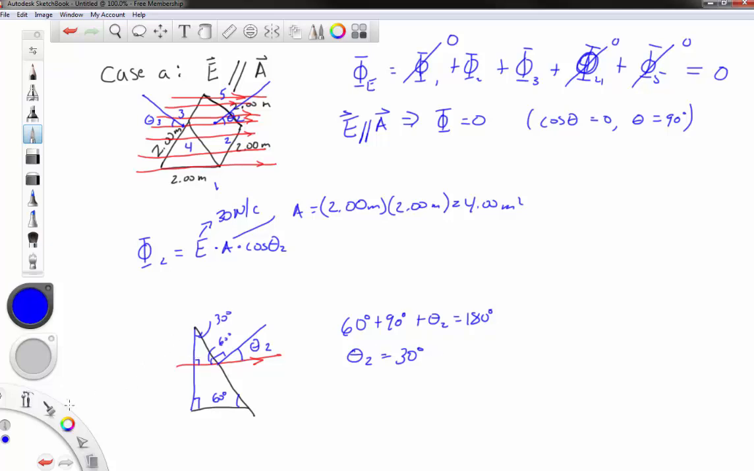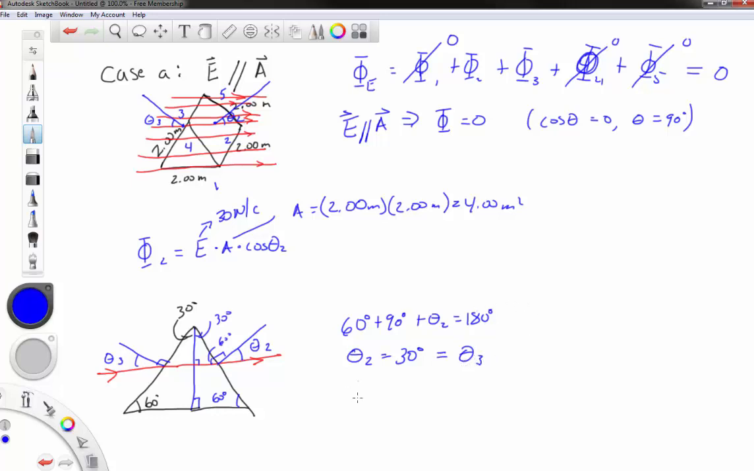And you can see, by the way, that if I draw the other side of this triangle, I now have theta 3 over here, because this guy is also 60. This guy right here is also 30 degrees. And if we extend this electric field line like so, and we extend out the area like so, we have the same scenario. So this is also equal to theta 3.